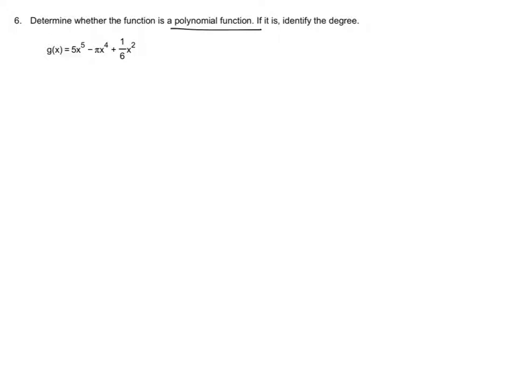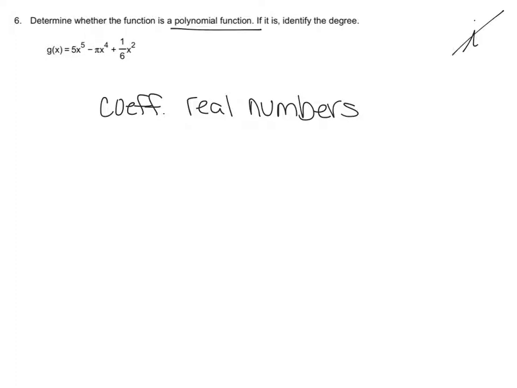Our first criteria is that all of the coefficients in front of the variables must be real numbers. So we can't have any imaginary numbers or numbers with i in them, or square roots of negative numbers. So if we look at each coefficient, we have 5, we have pi, and we have 1/6. Each of those numbers are real numbers, so it fits that criteria.